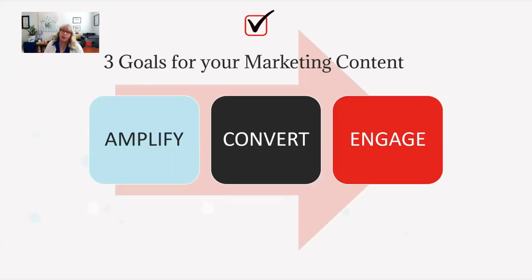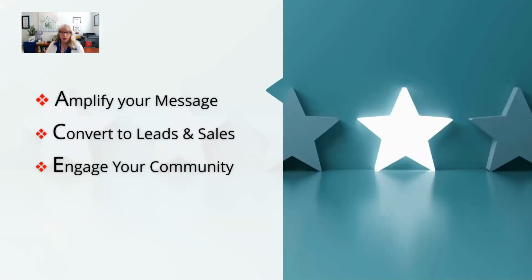And when you're looking at your marketing content, there's 3 things that they should be doing. They should be amplifying, which is basically your message and the reach and you trying to reach people. Your content should be encouraging people to convert. So when I say convert, I mean to convert to a lead, to convert to a website visitor, to convert to being somebody part of your online community. So following you, liking, commenting on that type of thing, and doing something with you so that you're engaging with them. So when you're looking at your marketing content, you want to make sure that it is doing these 3 things: amplifying your message and reaching people, converting to leads and sales, and engaging your community.